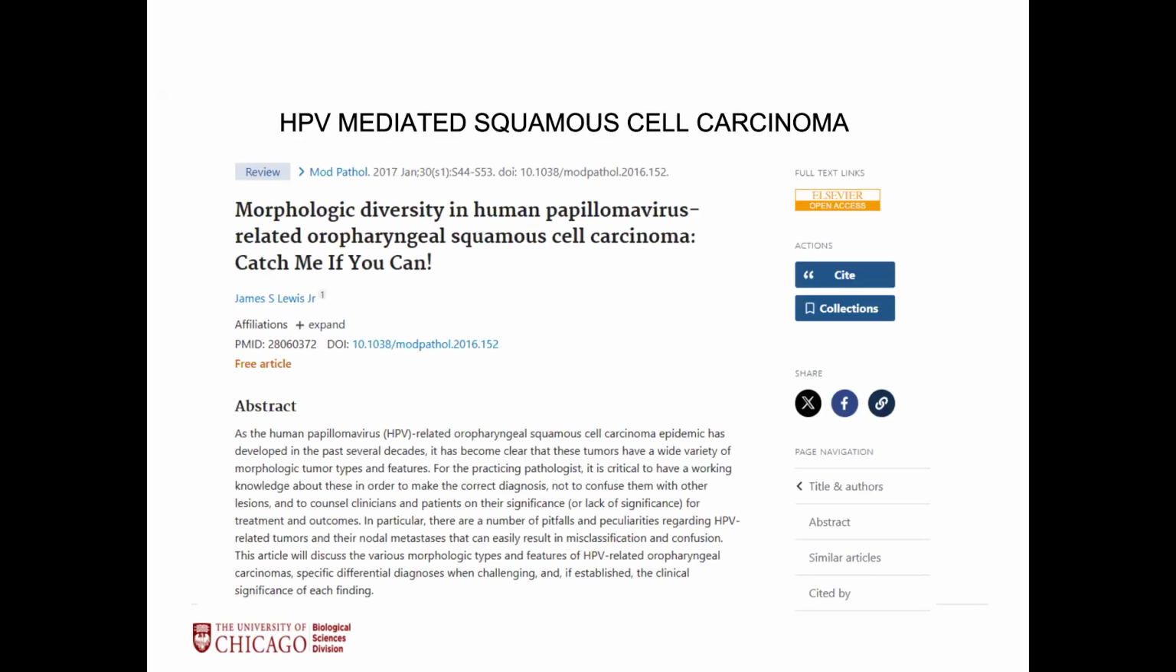So do they all look the same? I said that they're all okay. So there's this great paper called Catch Me If You Can by Dr. Lewis. I love this paper. It's based on the movie with Leonardo DiCaprio, where he pretended to be a lot of different people, a doctor, a pilot, all these other things. This is teaching us that HPV virus can do a lot of things, and it can make the cancers look different every time you look at them.